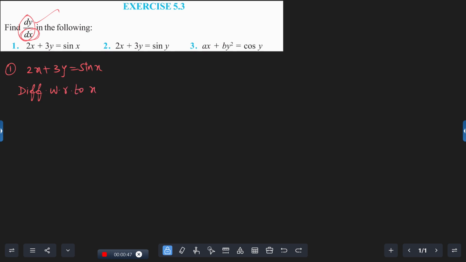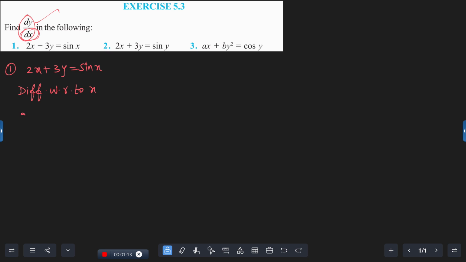Listen carefully. Again I am telling, any scalar, that means a constant multiplying with the variable, will not become 0. Suppose there is an addition or subtraction of a constant, that will become 0. So any constant multiplying with the variable x or y never becomes 0. That you have to realize. Based on that, let's see here.